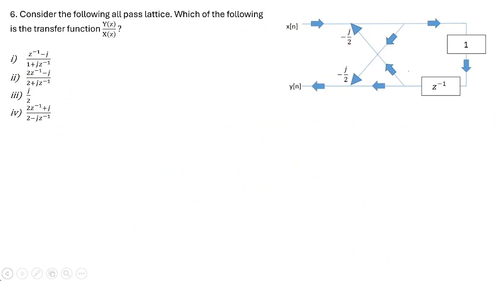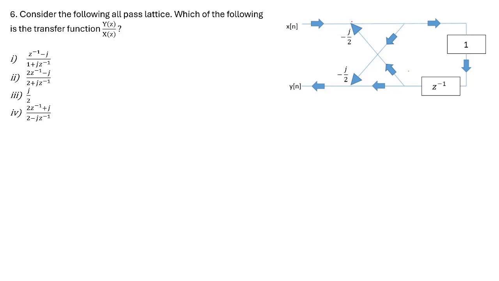Now let us move to question 6, which asks to consider the all-plus lattice given in the question and asks for the expression for the transfer function. We have encountered a similar kind of problem in lectures also.